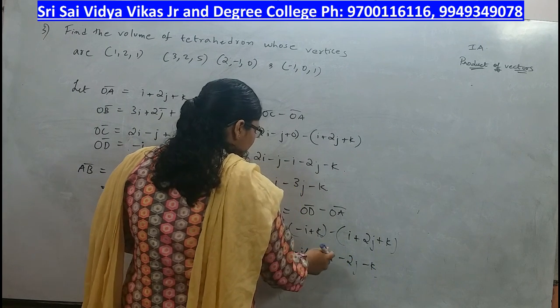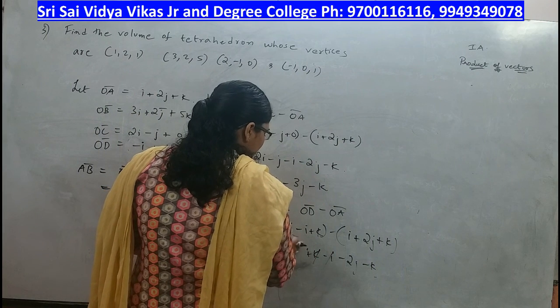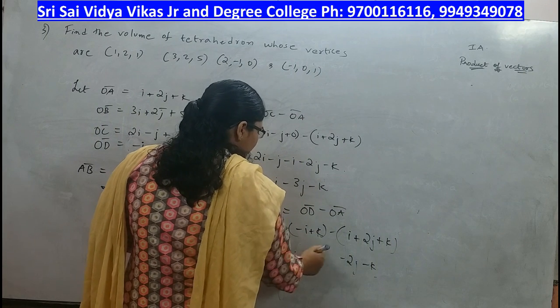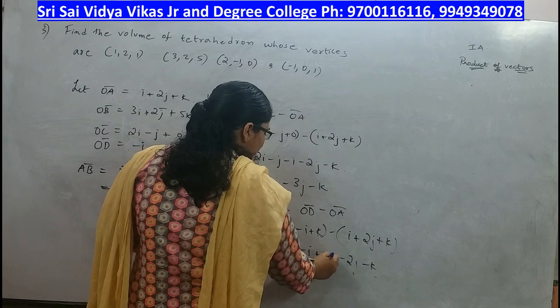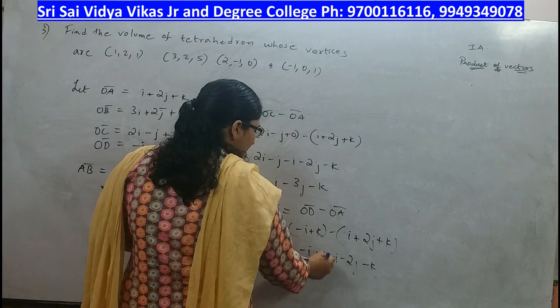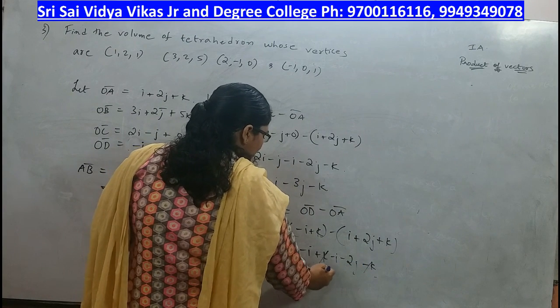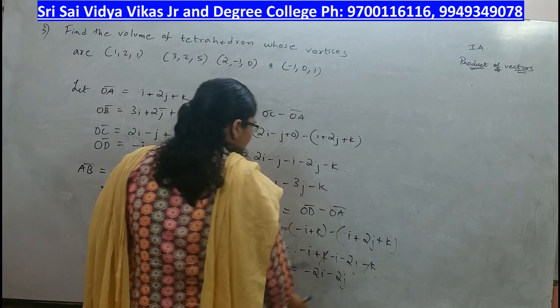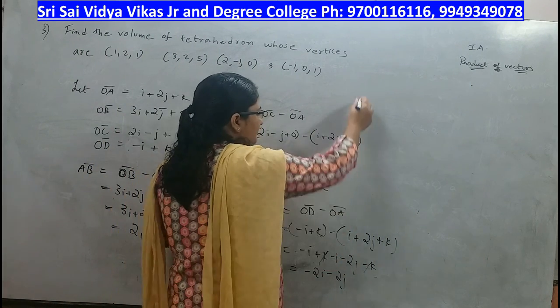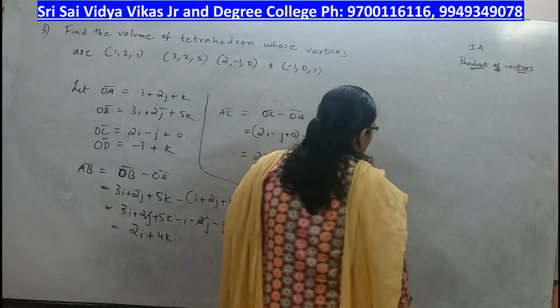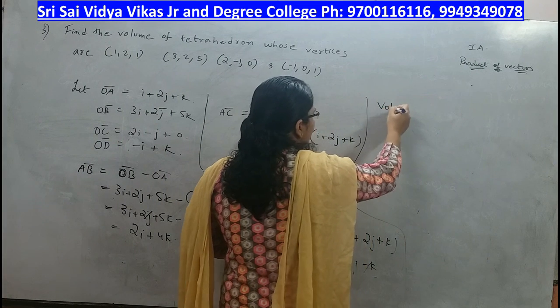This is minus i, no, both are minus i only, so you cannot cancel. Minus i plus k, minus i minus 2j minus k, plus k minus k cancel. So you have minus 2i minus 2j. Now, volume of tetrahedron.